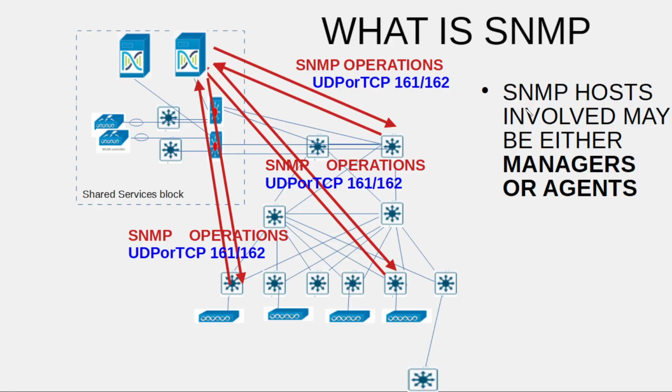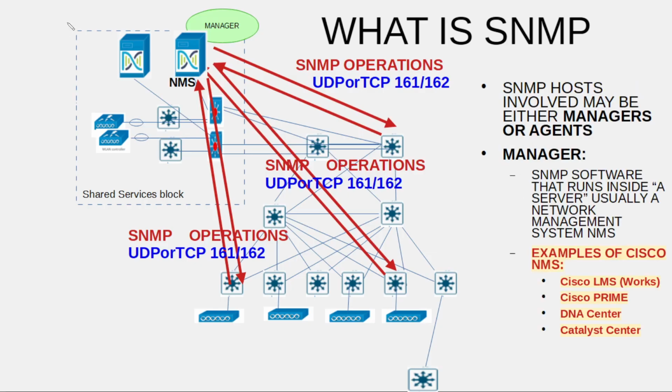We have been talking about SNMP hosts. The hosts that are involved in SNMP operations may be either managers or agents. So we have an example of a manager here. The manager is SNMP software that is running in what we usually call a server, but most of the times managers run inside what we call network management systems, or NMS. Examples of what we have had with Cisco as NMS in the last decades are Cisco LMS or CiscoWorks, Cisco Prime, and more recently DNA Center, which changed its name to Catalyst Center.